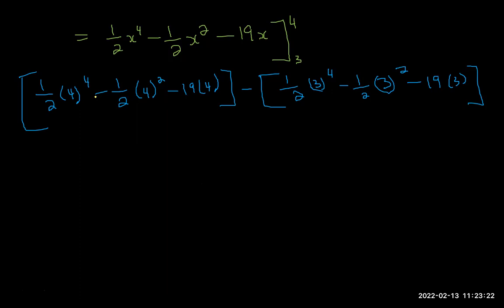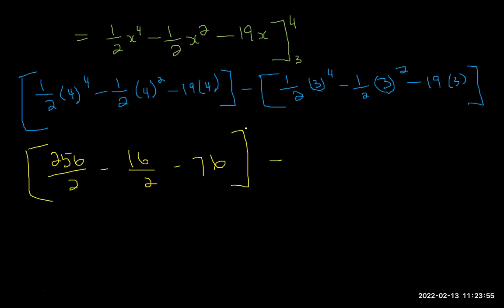So 4 to the power of 4 is 256, right? So that's 256 by a half. So it's the same as 256 divided by 2. Minus 4 squared is 16. And then by a half, that's the same as saying 16 on 2. 19 by 4, what was that? 76. Let me just make sure with my mental math. Yes, 76. So that's my first bracket.